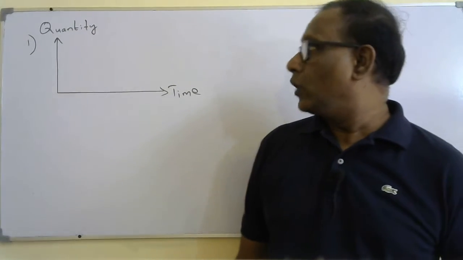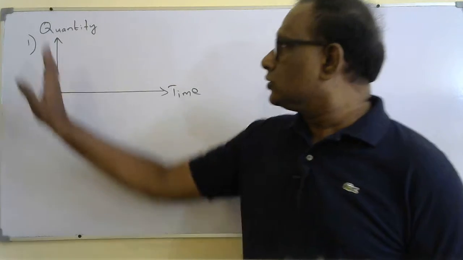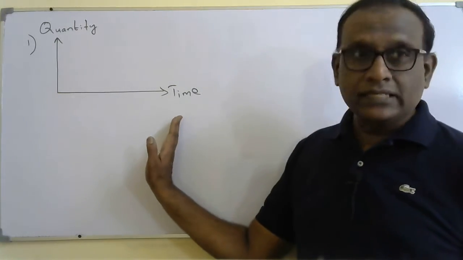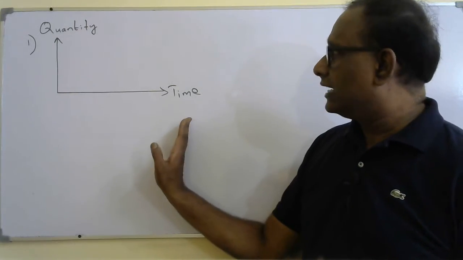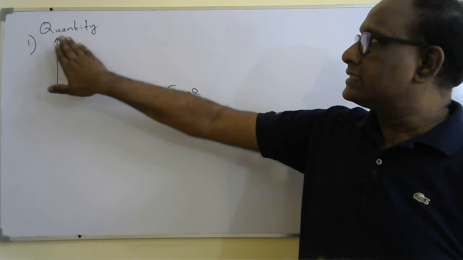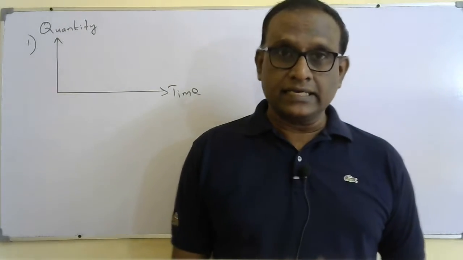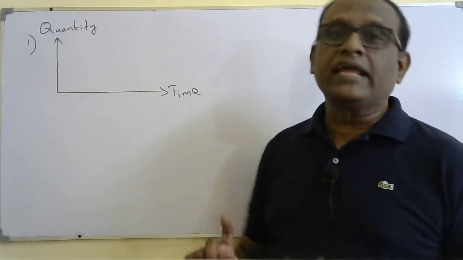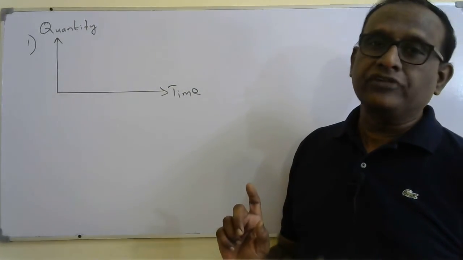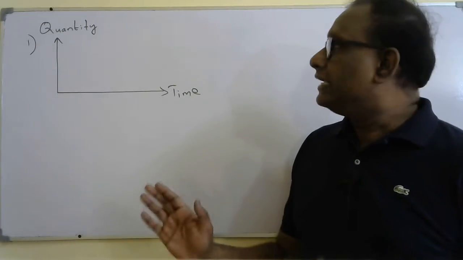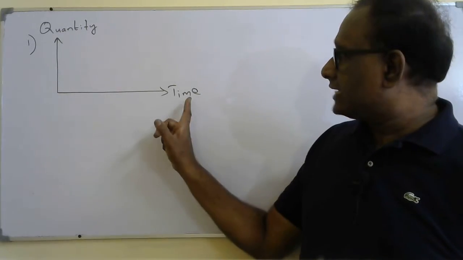Okay, question number 1. A graph is shown with two axes given, but the graph itself is not given, just the axes. The y-axis is named as quantity. In the answers, 4 different quantities are given along with the relevant gradient. We need to identify the correct gradient for the given quantity. The x-axis is time.